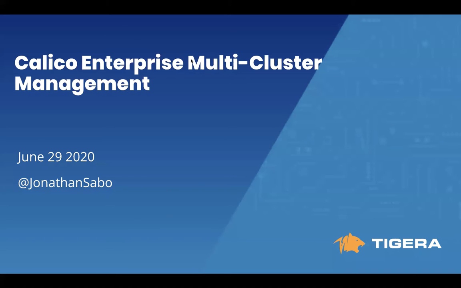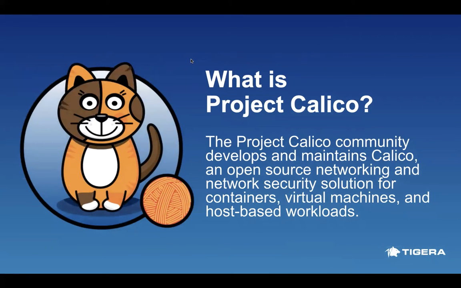Let's dig in. So first, let's start off with Tigera. We are the creators, and along with the community, the maintainers of Project Calico. Project Calico is an open source networking and network security solution for containers, virtual machines, and host-based workloads. I'm guessing a lot of you are probably familiar with Project Calico. It's pretty ubiquitous across Kubernetes networking. We are built in with the majority of the public clouds as the default policy enforcement for Kubernetes networking.